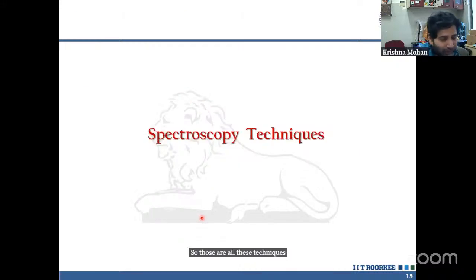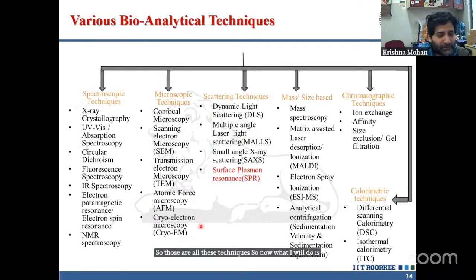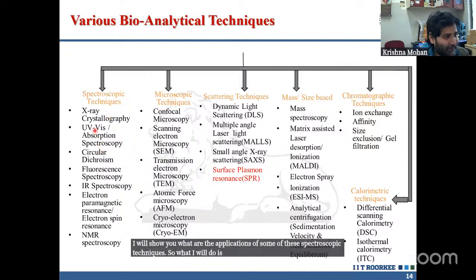So now, for the next 30-40 minutes or so, I will show you the applications of some of these spectroscopic techniques. We will take UV vis, circular dichroism, fluorescence spectroscopy, and IR spectroscopy, these 4, and then a little bit of X-ray, NMR, and cryo-EM.